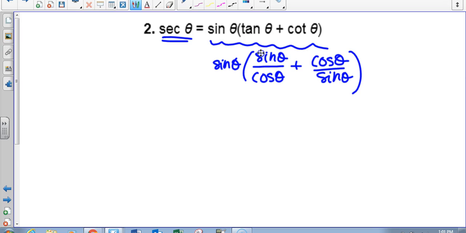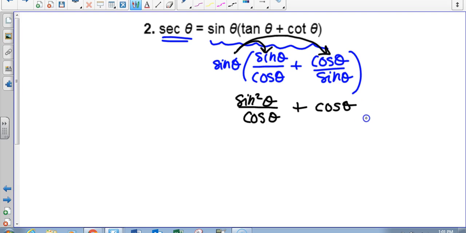Now you need to distribute, though. What is sine times sine over cosine going to become? Sine squared over cosine, we good? And what about sine times cosine over sine? That would just be a cosine, right? The sines would cancel. You could write it as sine cosine over sine, but then you got to get a common denominator and everything. We're going to need a common denominator anyway, but right now there's only one denominator to worry about. That seems better.